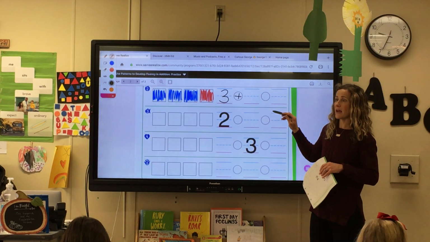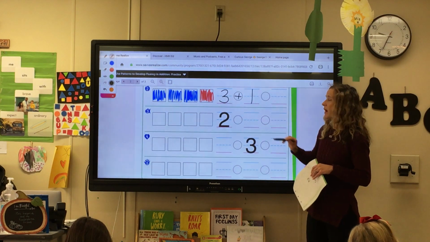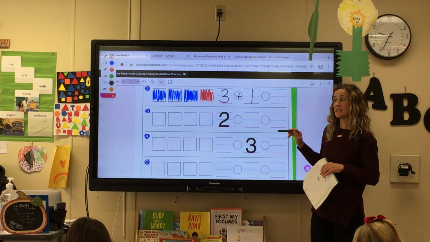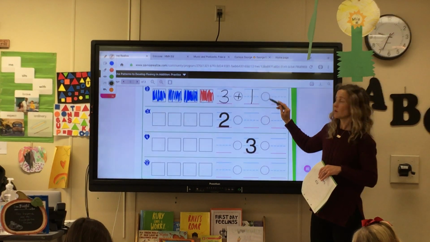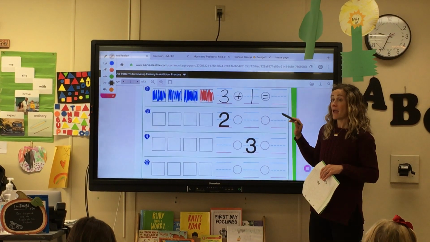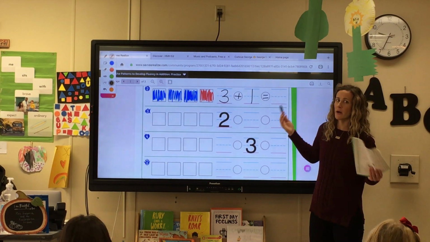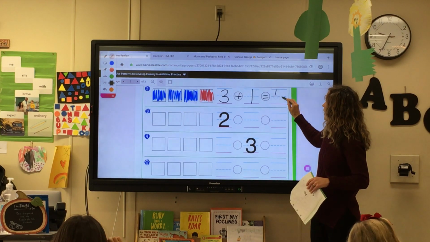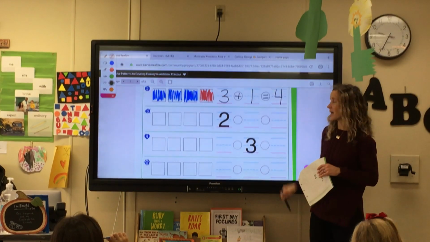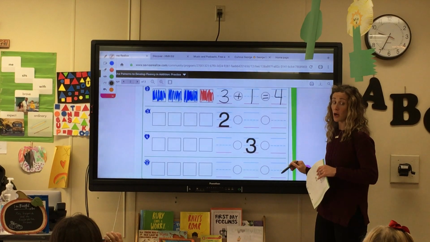What comes after that, Mia N? 1. 1, because we have 1 red. What do we say next? Well, equals. And what are these all going to equal today, everyone? 4. So 4 is always going to be our sum. So all of these are going to be 4.